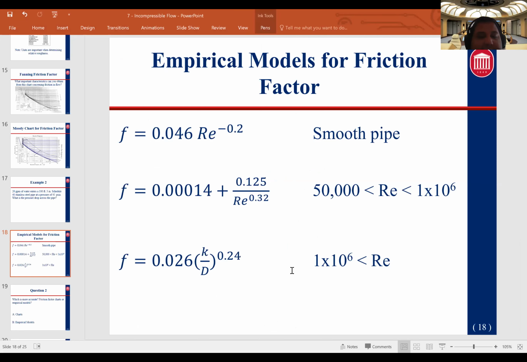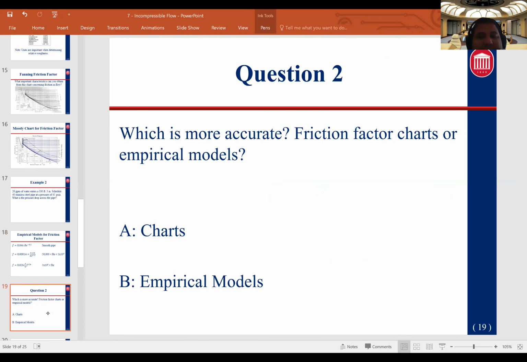And so the question often becomes, what is more accurate, the friction factor charts or the empirical models? And the answer, as always, is it depends. And so what I can tell you is when I do these calculations and for the homeworks, I typically want students to complete these friction factor estimations using the charts, because it's just good practice using the charts.